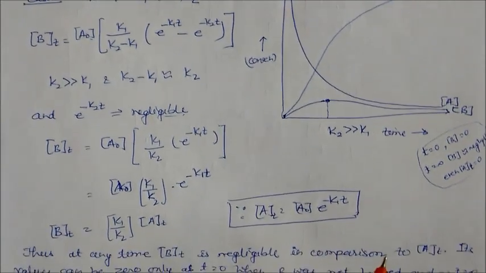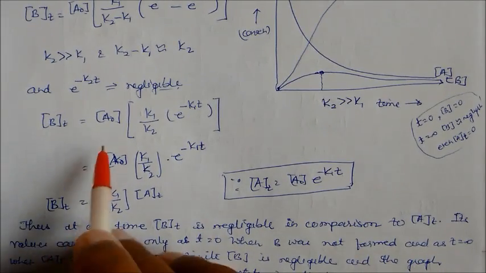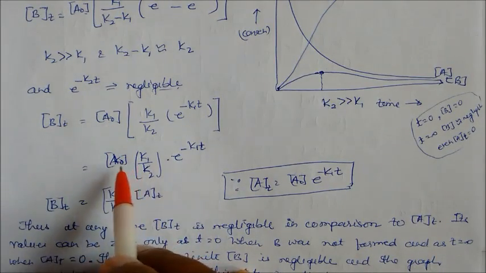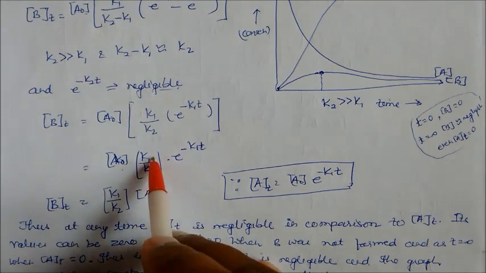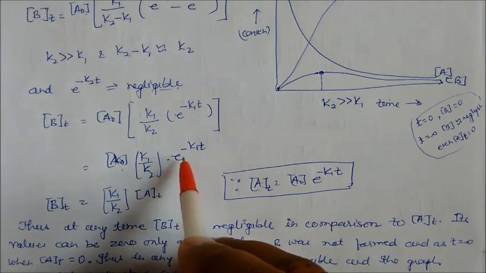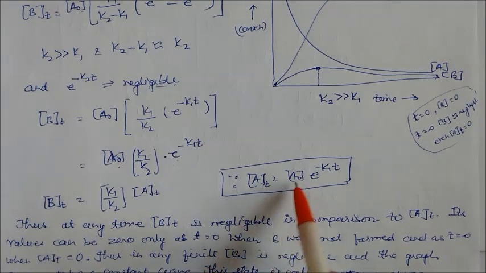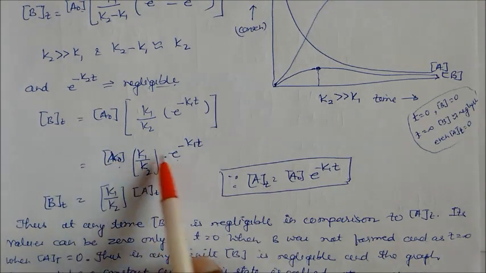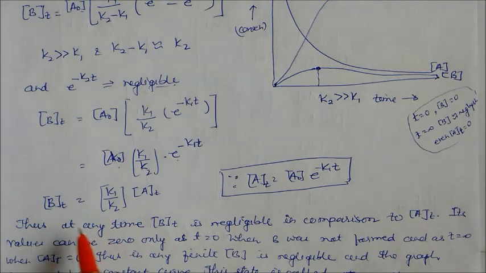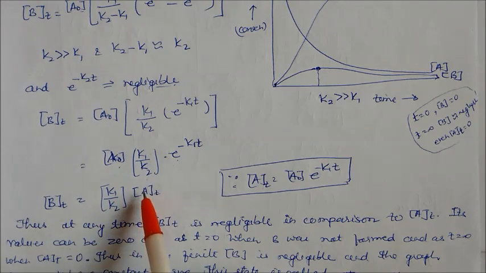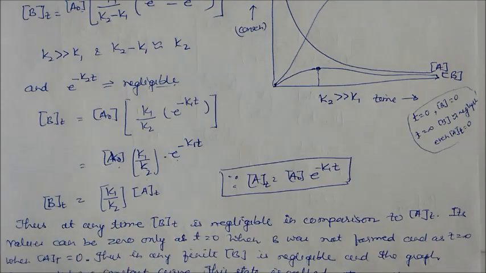So we got the initial concentration of a into k1 by k2 into e to the power minus k1 into t. So the concentration at any time t is this much value. We can write this in the form of this one. So the concentration of b at any time t is equal to k1 by k2 times the concentration of a at any time t.